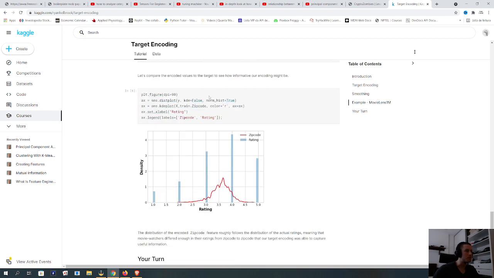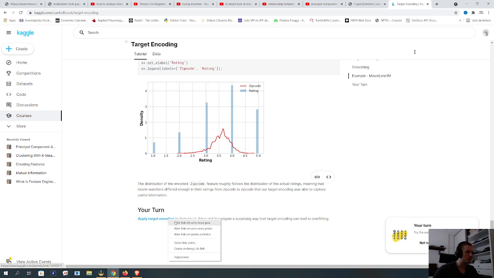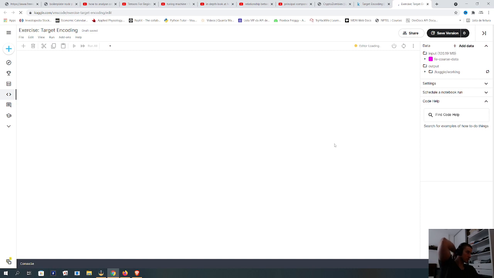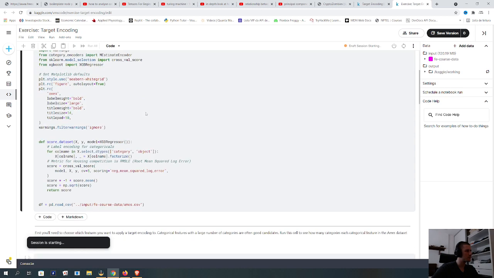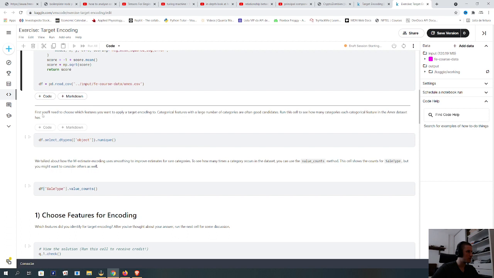I think I'm just gonna skip through this. First, you need to choose which features you want to apply a target encoding to. Categorical features with a larger number of categories are often good candidates. So run this cell.